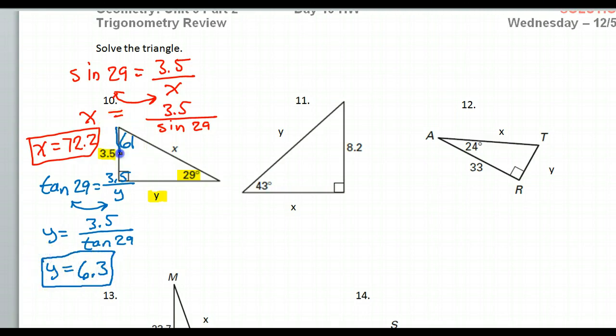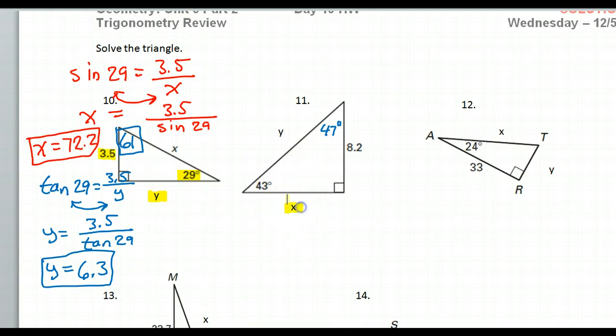Okay, so we have solved the triangle. We found the angle and we found the two sides. Okay, so number 11. Let's find this missing angle first. If I subtract from 90, I get 47. So I've got that. Again, I'm going to find x first.